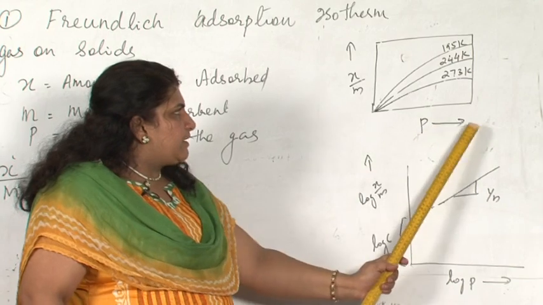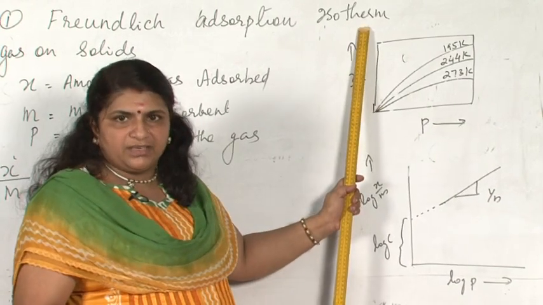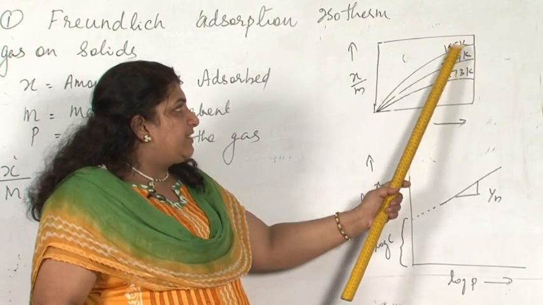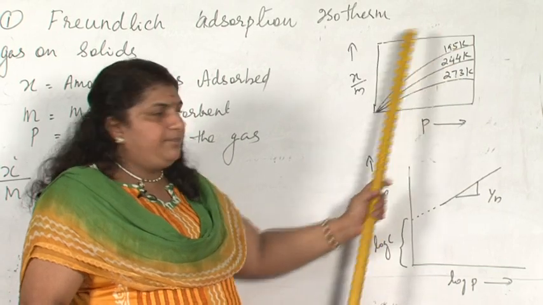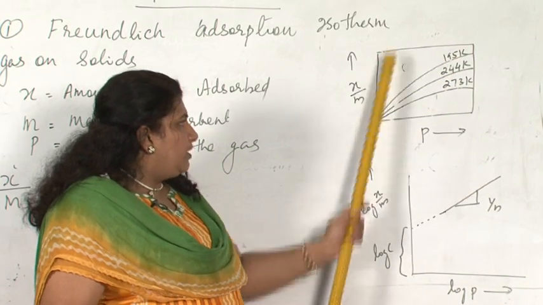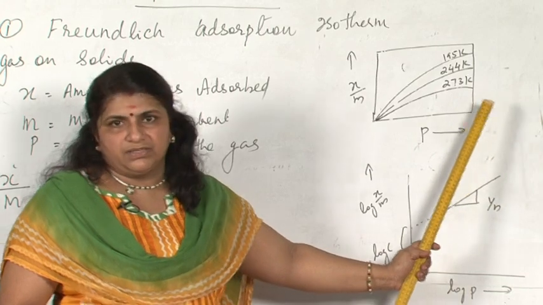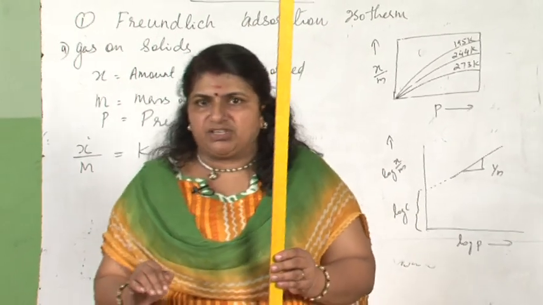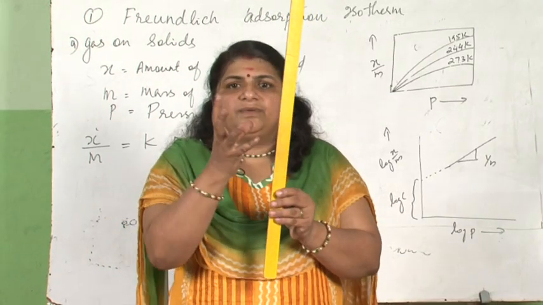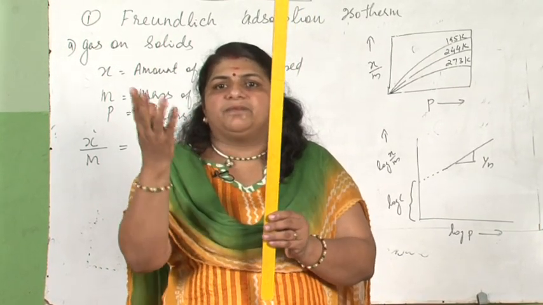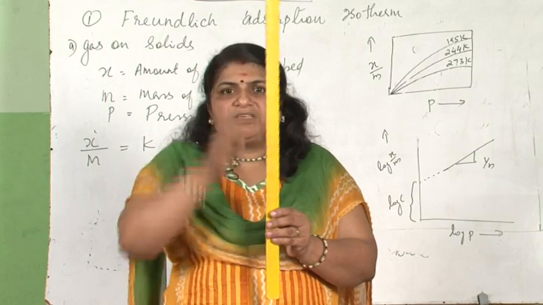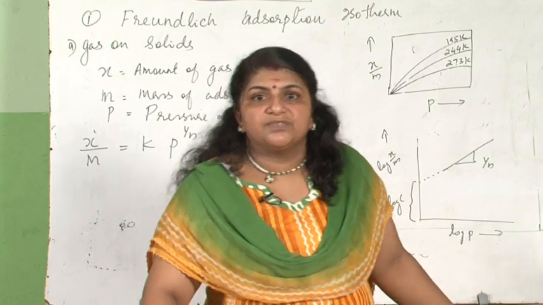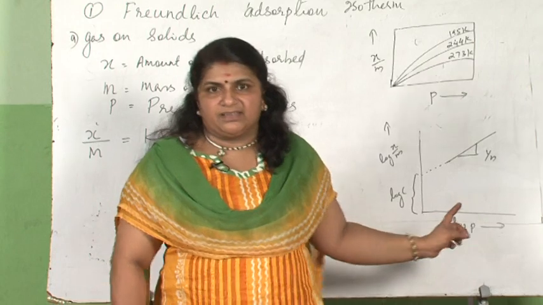At 244 Kelvin, as pressure increases, extent of adsorption increases. At 195 Kelvin, the temperature is lowest among these three. The extent of adsorption is more as the pressure increases. Means the adsorption increases with the decrease in temperature. As you heat, the gas will escape. The tendency of gas to escape is more because the force of attraction between the adsorbent and adsorbate is van der Waals in nature. Hope it is clear to you.